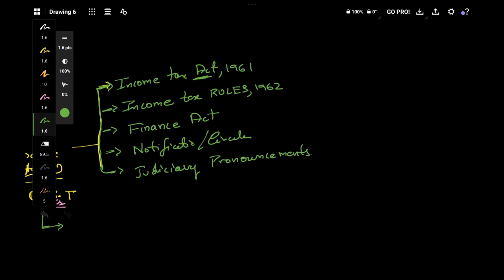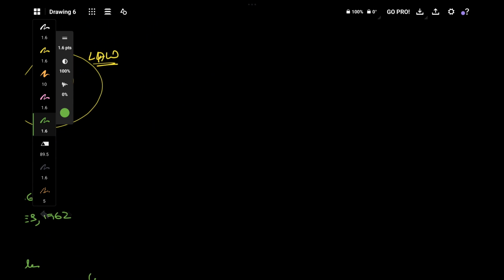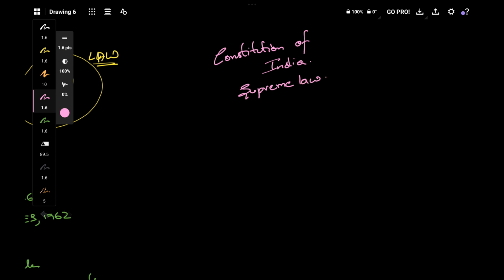For all these acts there is a father act. There is a bigger act under which all these acts are framed. So that bigger act is called the Constitution of India. In movies there is some Rajni sir's dialogue, right? If you are bad, I'm your dad, something like that. So this law is something like the dad of all the acts. This is the supreme law of India.